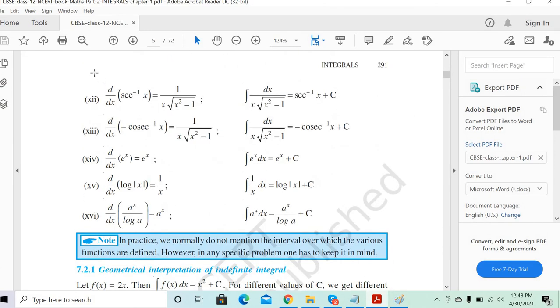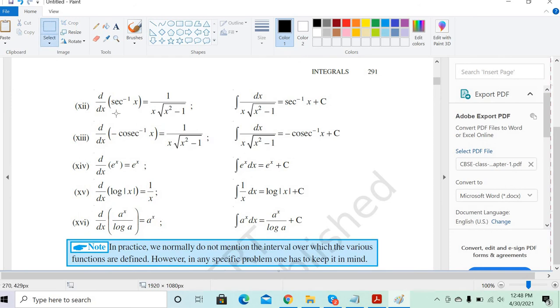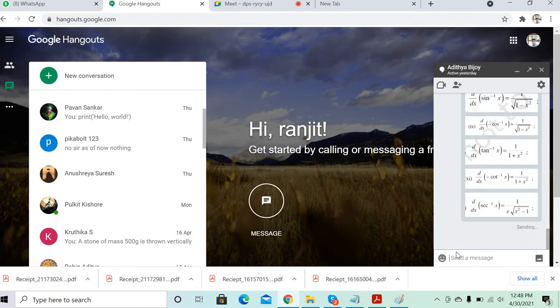Let's go to secant inverse x now. There are a couple more problems in this secant inverse x. Now what will be the integration of secant inverse x? This is quite an important formula because it becomes a little different, as the square root will be a little different. d by dx of secant inverse x will be 1 by x square root of x square minus 1.